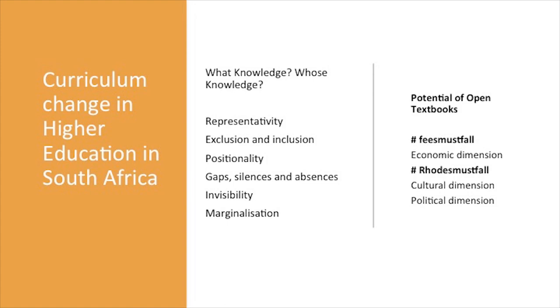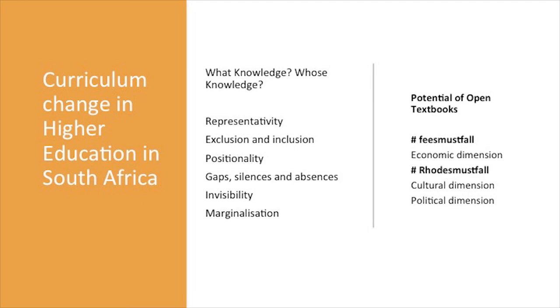Okay, so the context, and we've discussed the context. So I think some of the threads that I'm going to bring into the discussion that are in my slides have been touched on today. And certainly the context for any open textbook project is curriculum change in higher education. And what we're doing here is questioning what knowledge and whose knowledge is being represented. And this is what we're now doing in our curriculum reform. We're looking at issues of representativity, who's excluded, who's included, taking a position, the gaps, silences and absences, who is invisible in our curriculum, and who is marginalised in our curriculum.